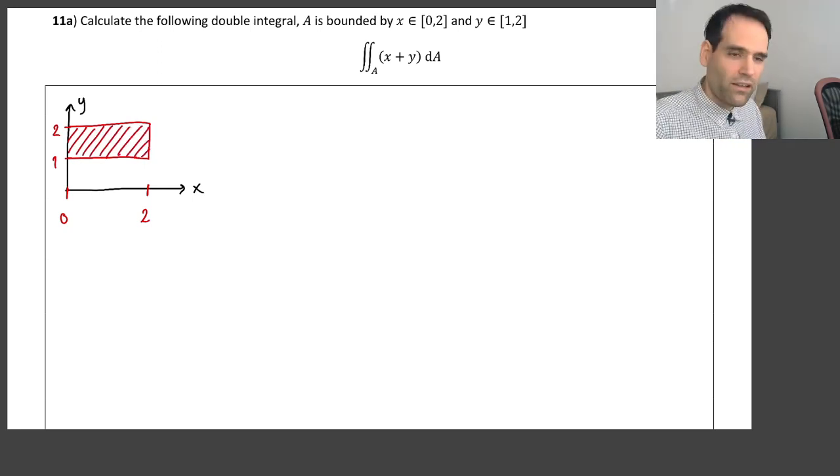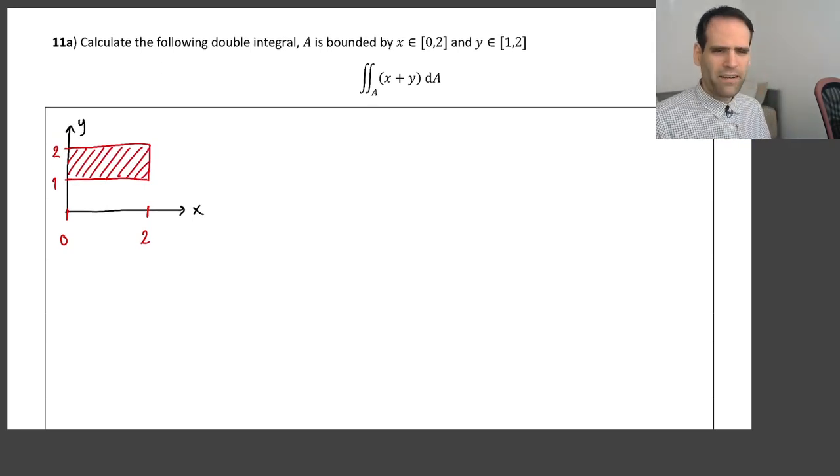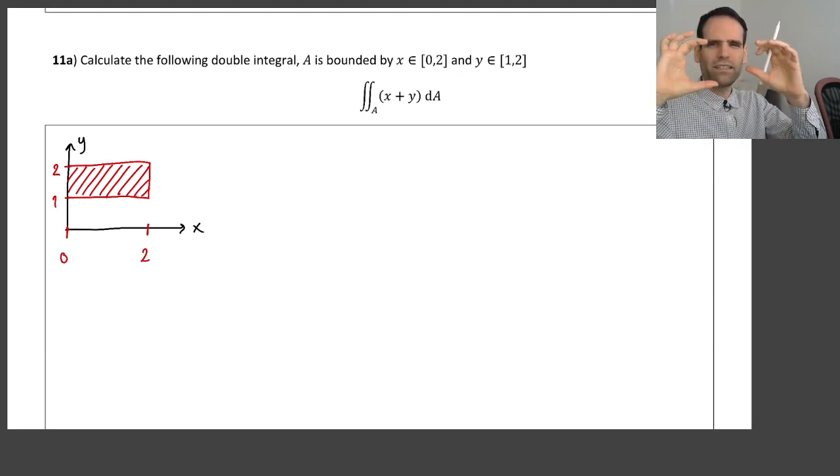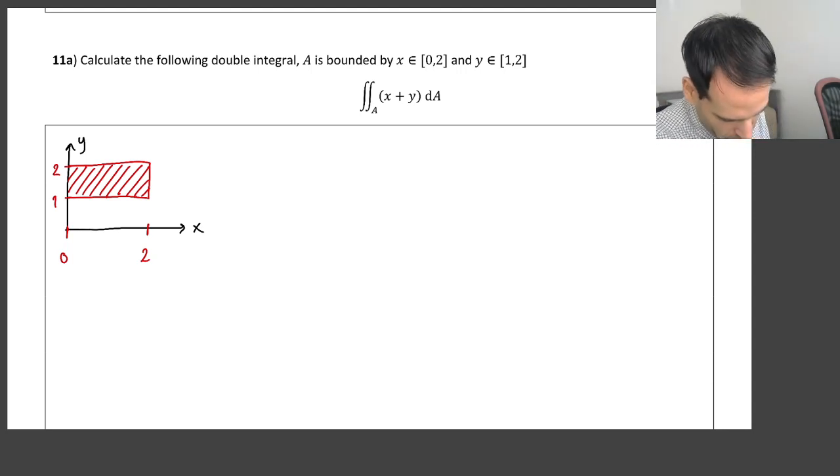So that's our rectangle of integration, but of course remember that in 3D now the third axis out of the page would be the function, which would be a three-dimensional surface, so we are calculating the volume under that function. Okay, so let's do it.